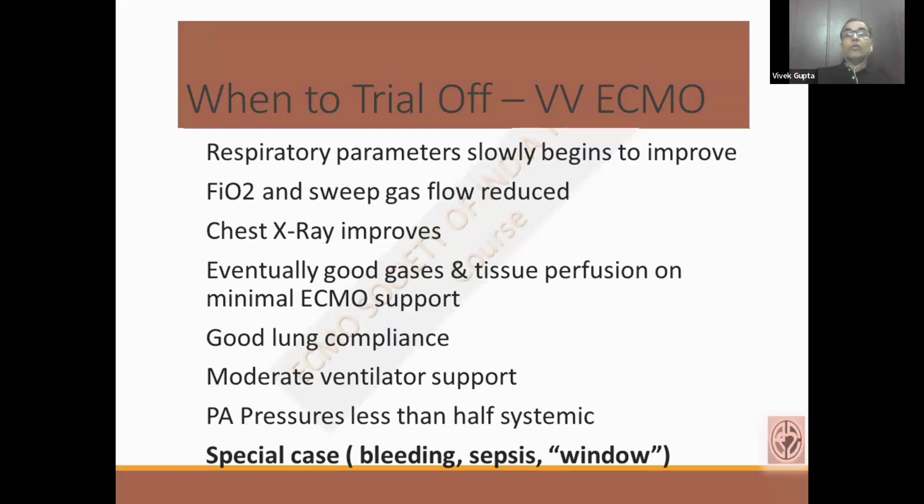Now coming on the trialing of the VV-ECMO. In the VV-ECMO, we don't reduce the flow and we just switch off the sweep gas flow. Once you switch off and disconnect the sweep gas flow, that means only blood is flowing and there is no gas exchange taking place.